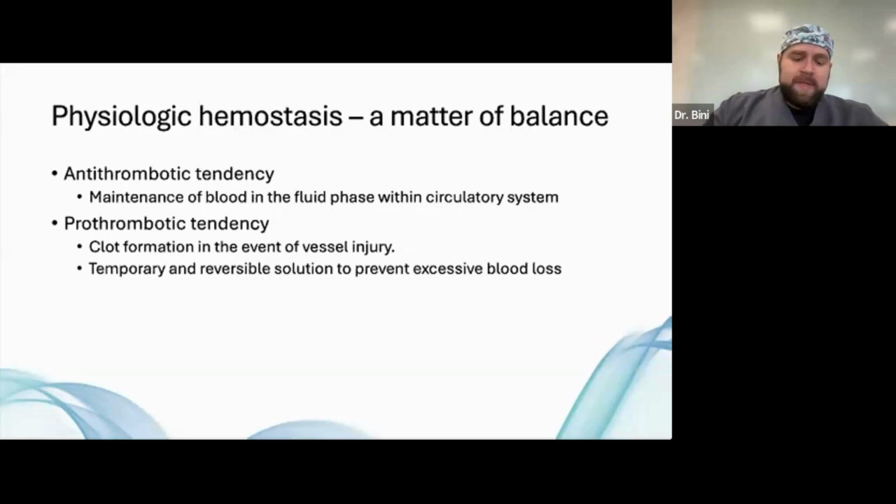The first one is due to the fact that the body needs to try to maintain the blood in a fluid phase within the circulatory system. So the body is trying to maintain blood liquid so that it can circulate. And the other one is what happens usually when there is a clot formation and a vessel injury. And it's usually temporary, and it's a reversible solution that the body uses to prevent excessive blood loss.